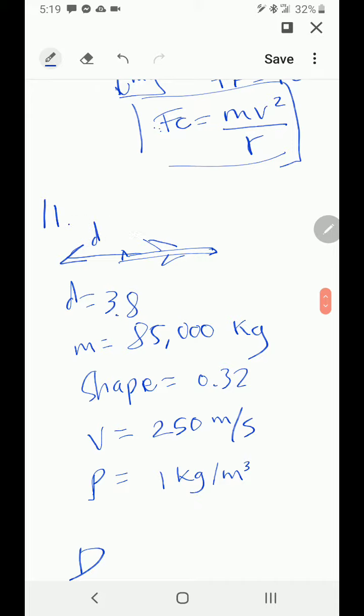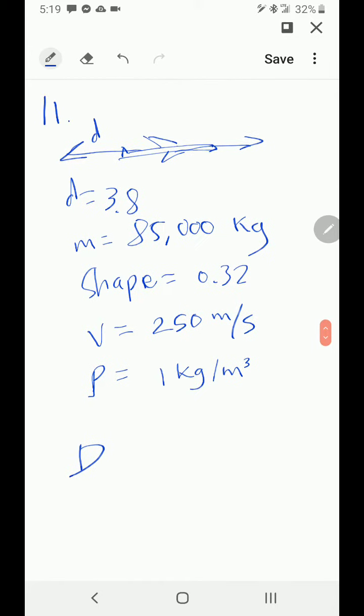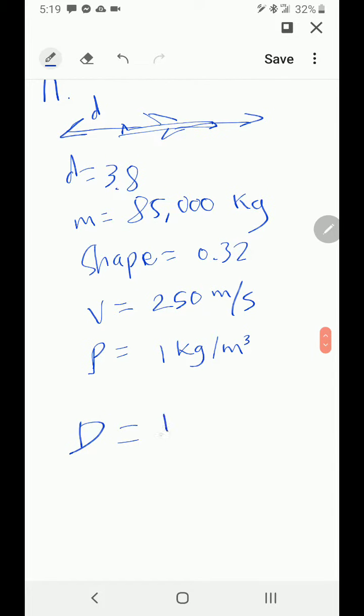because the force of drag is basically opposing the forces of thrust, or the forces that want to make the airplane go forward. So force of drag is equal to 1/2 C, which is the constant, times rho, the density of the air, times A, which is the area, times v, the velocity squared.